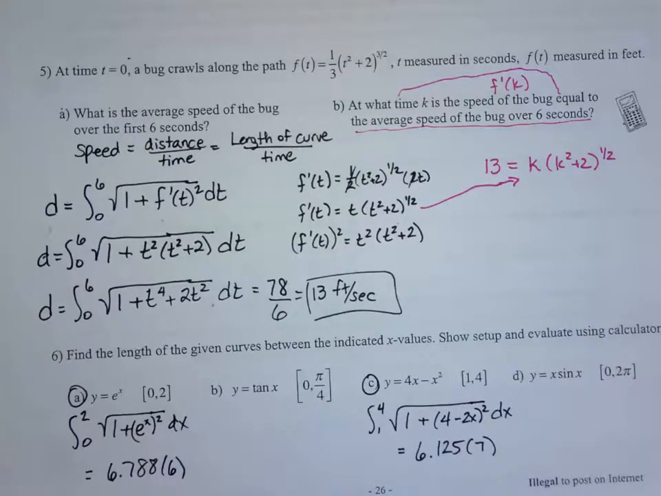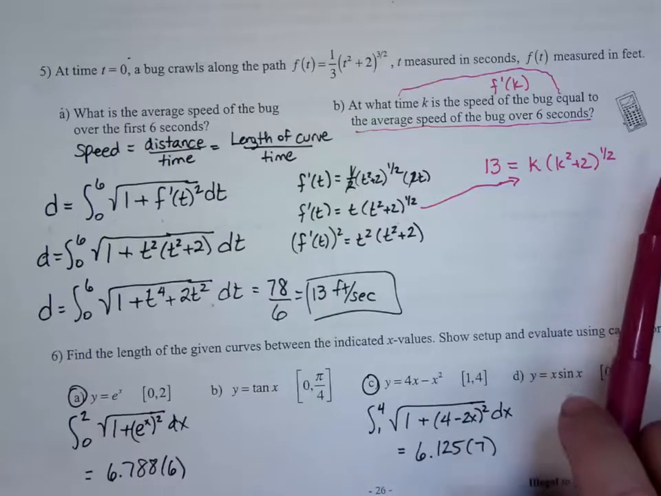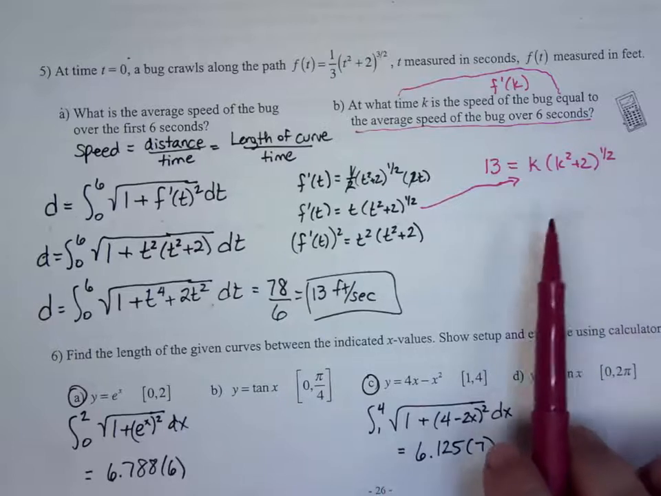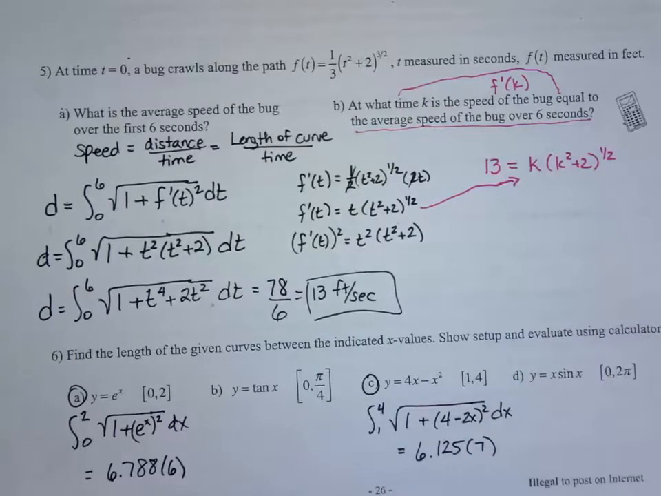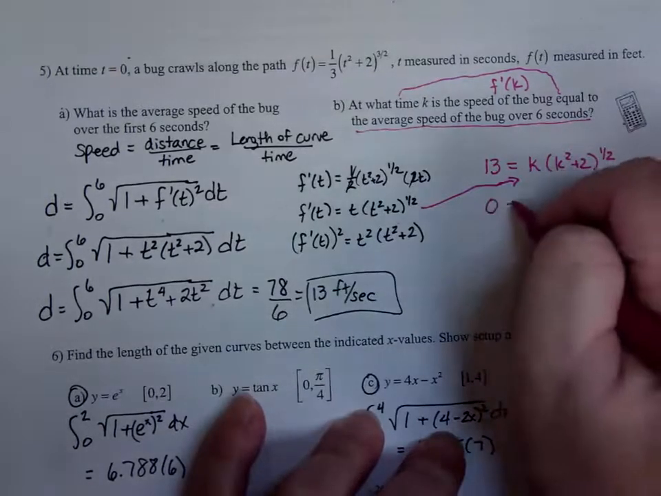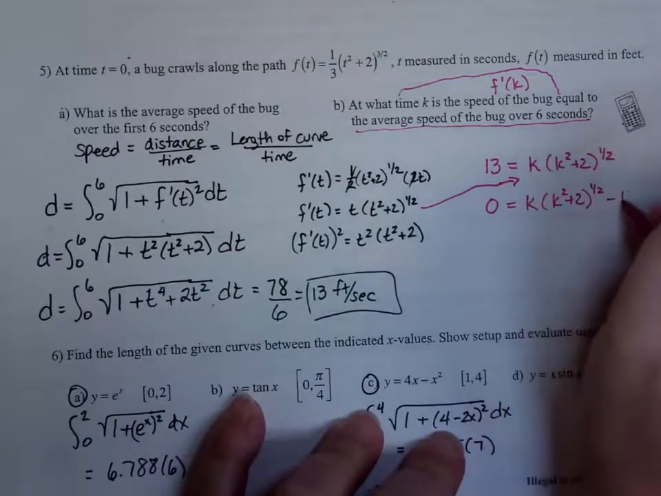Okay. Now, I have a square root and a k, but look what it says out to the side. Use a calculator. So how do we solve this problem if we're going to use a calculator? Do you isolate k? Not exactly. We move everything to one side of the problem and we set it equal to what? You want to set it equal to 0 so you can use the zero function on the calculator. Okay? So let's move the 13 over with the k's. So 0 equals k times (k squared plus 2) to the 1/2 minus 13.